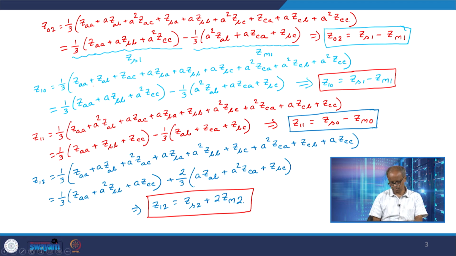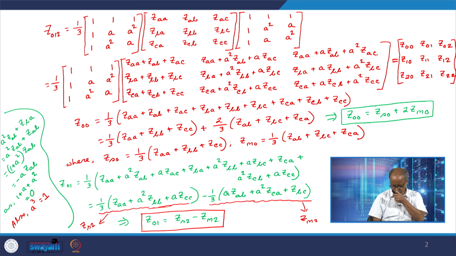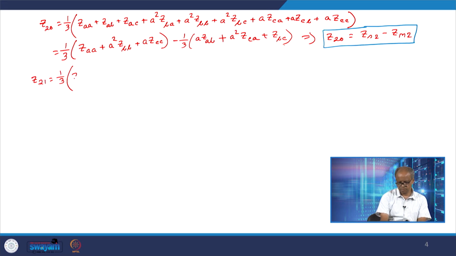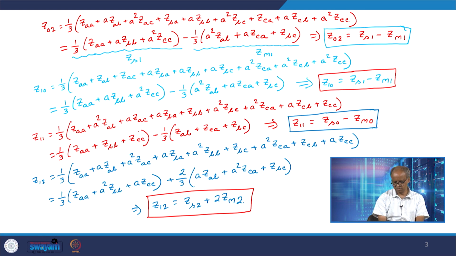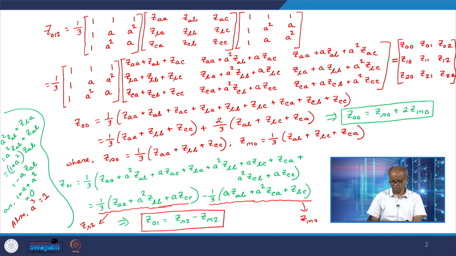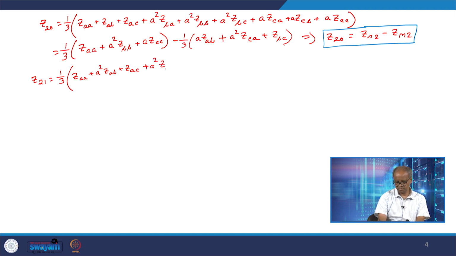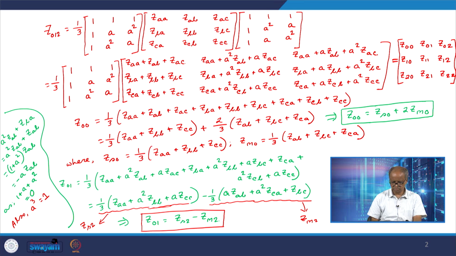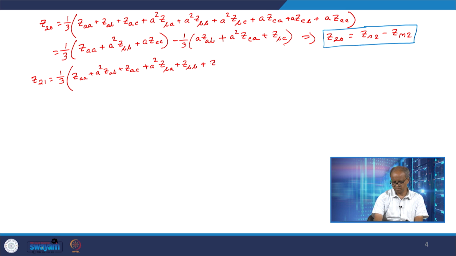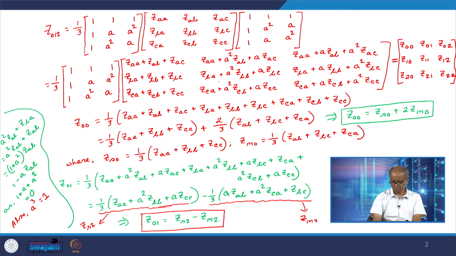1 by 3 of ZAA plus A square ZAB plus AZAC, plus ZAA... A square ZBA plus ZBB plus A square ZBA plus AZBB plus ZBC... AZBB plus ZBC, A square ZBA plus AZBB plus AZBC.